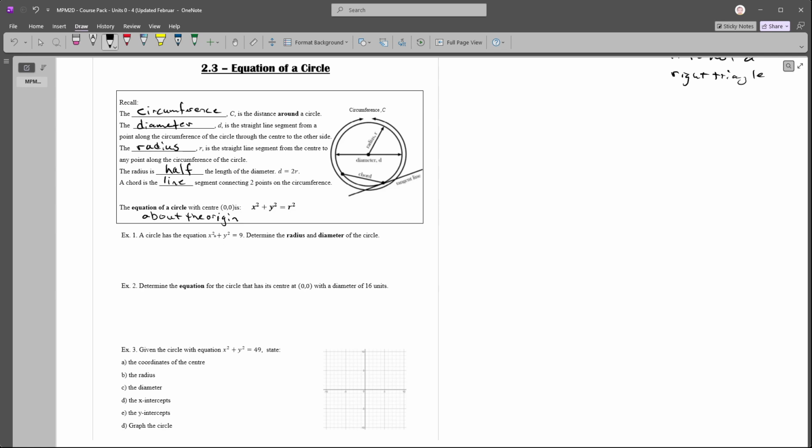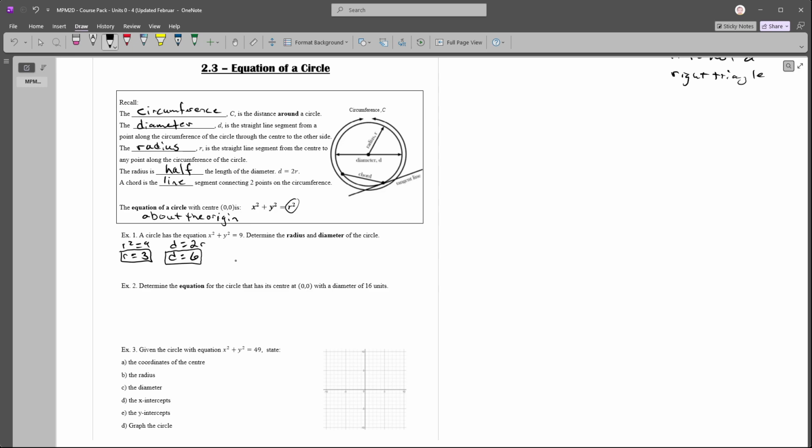A circle has the equation x squared plus y squared equals 9. Determine the radius and diameter of the circle. Well, we know the equation is x squared plus y squared equals r squared. So by looking at this, that means that r squared is equal to 9. So that means the radius is the square root of both sides. So the radius is simply the square root of 9, which is just 3. Great. So we know that. We also know that the diameter is equal to 2 times r. That means the diameter is equal to 2 times 3, which is just 6. So it's very easy to find key points of information about a circle if we have the equation.